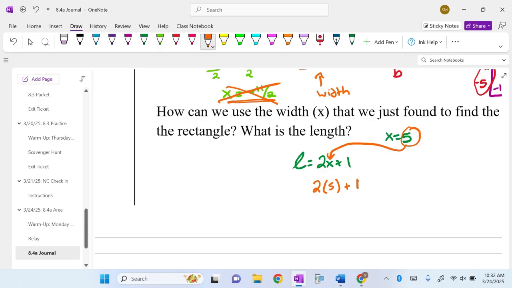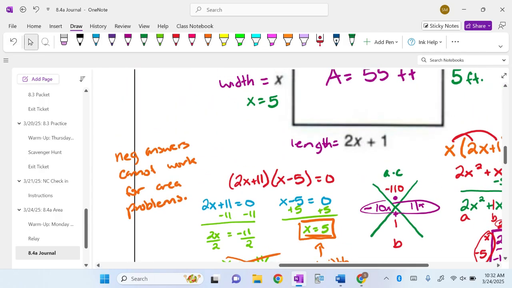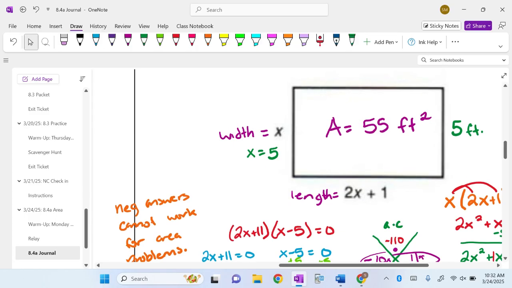So 2 times 5 is 10, plus 1, 11. So my length is equal to 11 feet. Guys, shh. So that's my length. Now, if I didn't know to put it back in for x, what's an obvious way I could have found it without it?